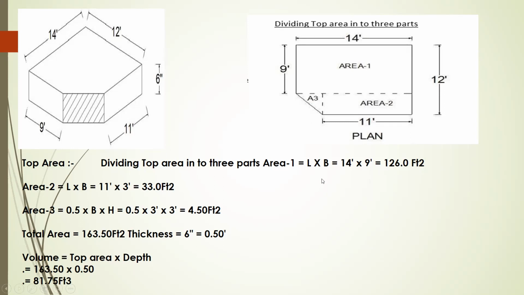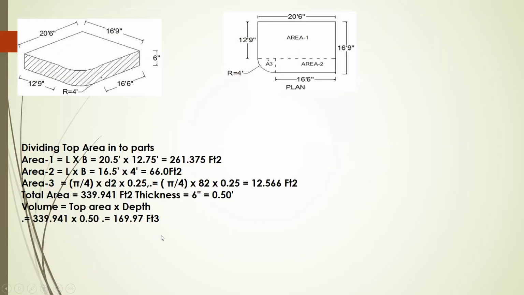Top area: 14 feet by 9 feet, 126. Area 2, length and breadth, that is 11 into 3, that is 33. Area 3, 0.5 into breadth into height, that is 0.5 into 3 feet into 3 feet, 4.5 square feet. The total area is 163.5 square feet. Thickness is 6 inches, that is 0.5. Volume is equal to area into depth, 163.5 into 0.5, 81.75 cubic feet.